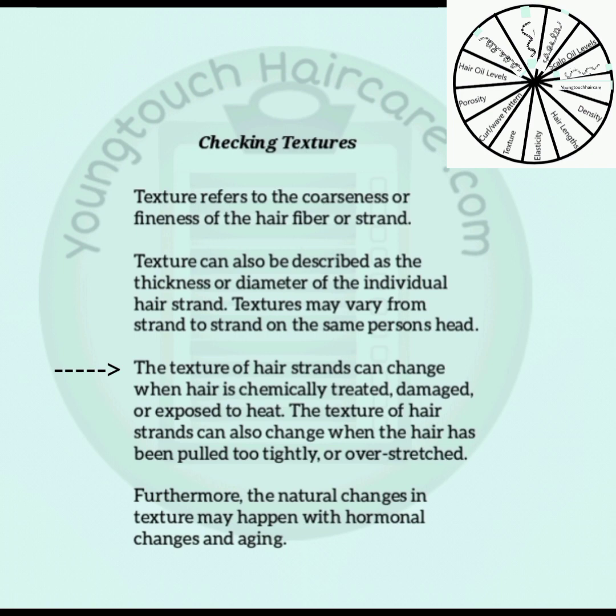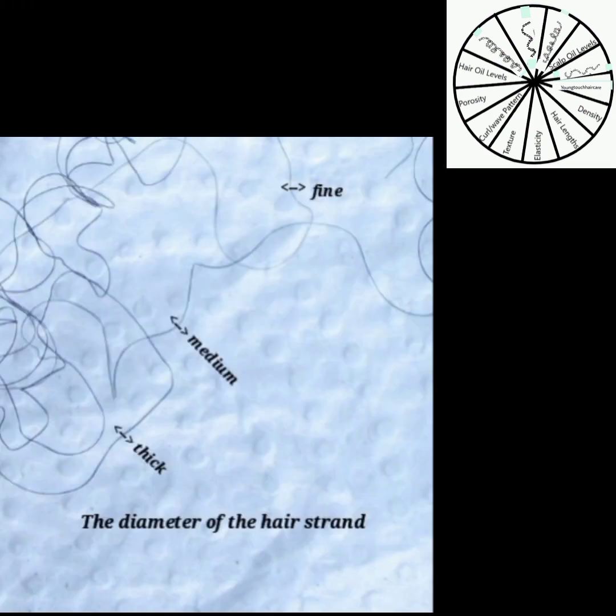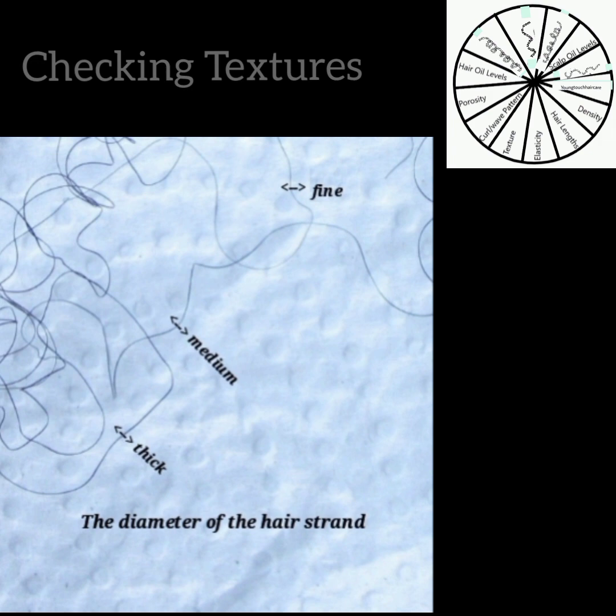The texture of hair strands can also change when the hair has been pulled too tightly or overstretched. Furthermore, natural changes in texture may happen with hormonal changes and aging. To check textures, check the hair strands for diameters ranging from thick, medium to fine.